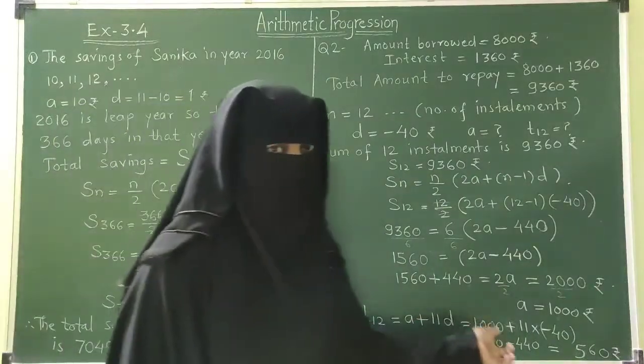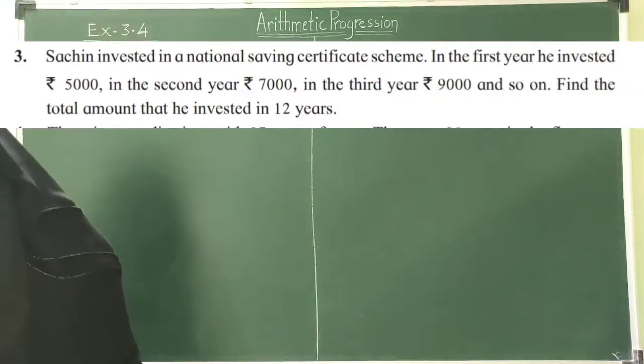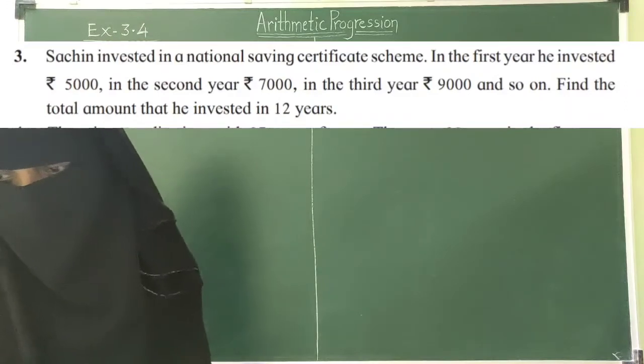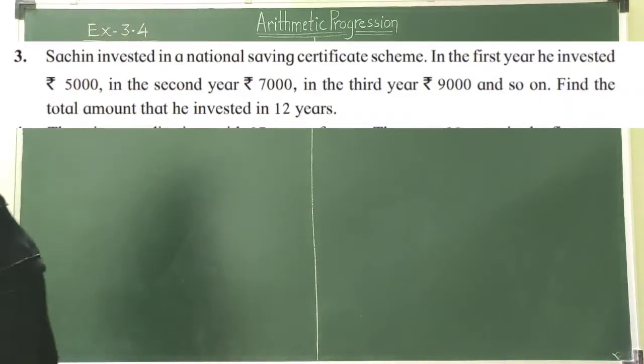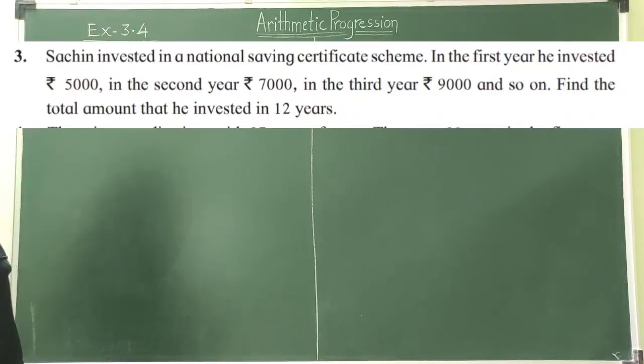Write here one sentence. See question number 3. Sachin invested rupees 5000 for the first year, rupees 7000 for the second year and rupees 9000 in the third year in National Savings Certificate Scheme. How much amount did he invest in 12 years? We have given here the investment of Sachin in first year, second year and third year, that is 5000, 7000 and 9000.